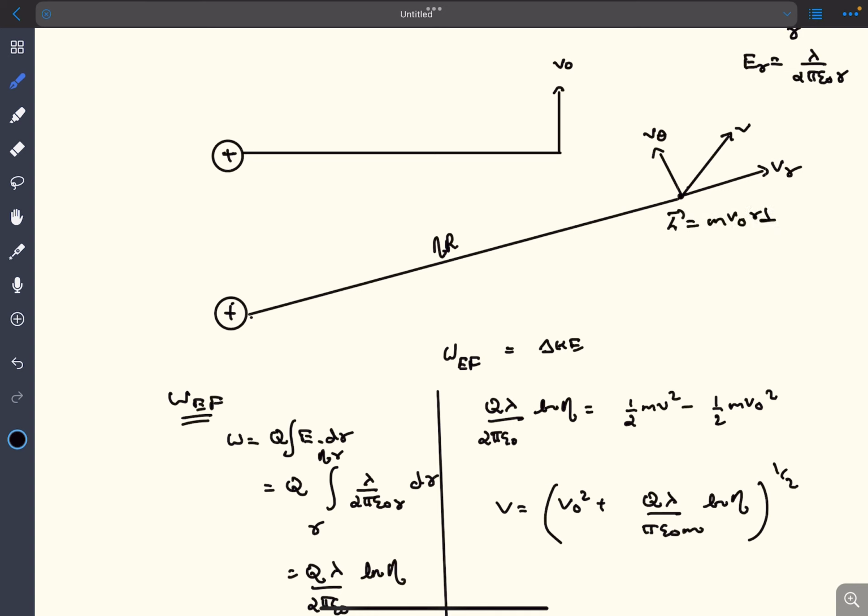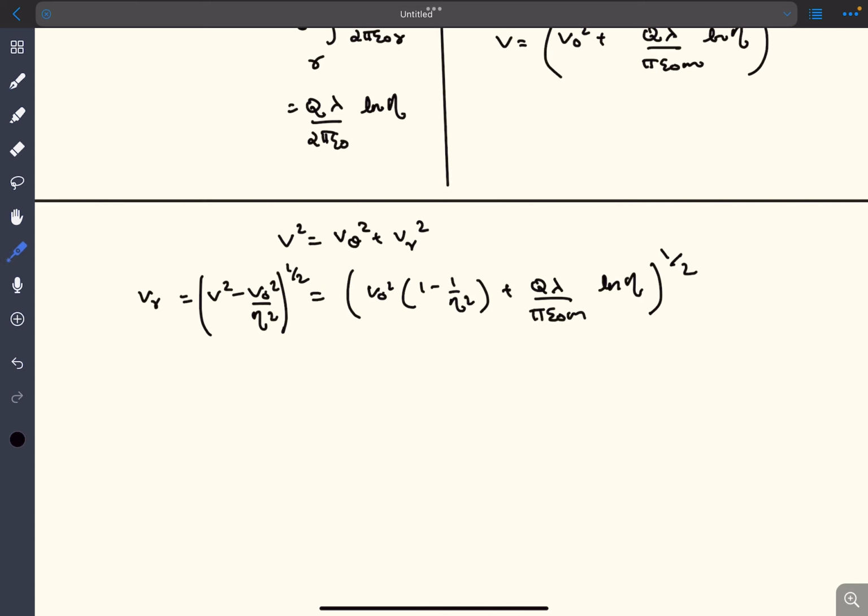Initially the angular momentum was m v naught times r, and finally it's going to be m v theta times neta r, and from here we get v theta as v naught divided by neta. Now clearly we can say v squared equals v theta squared plus vr squared. As we determine the value of v theta, once you solve it, you'll get the radial component of the velocity as this particular value, which is the answer to the second question.